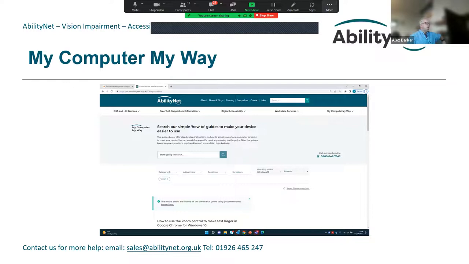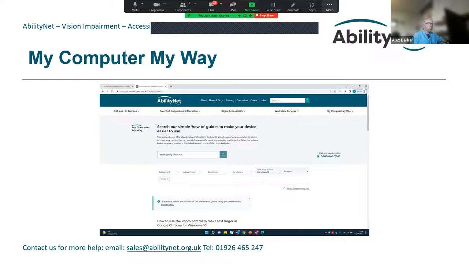you've got a visual impairment. You can type vision impairment into the search bar and it will give you ideas of how to make your computer a little bit easier to use. It can guess what device you're using. So you might be using Windows 10, or iOS, or Android.